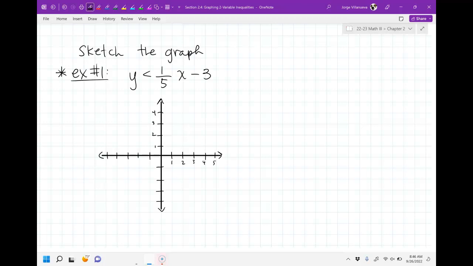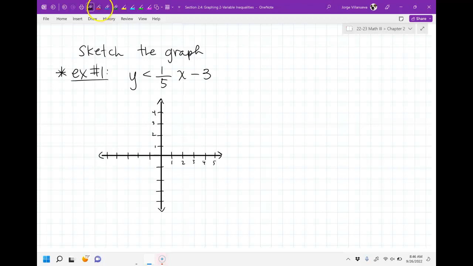So remember, our first step, our goal is to get it where it says y on one side. If you look, this is already done for us, so perfect. We got our equation, okay? Our next goal is to graph this inequality. Now remember, the way you graph it, if it's an mx plus b, you begin at your y-intercept, and then you move according to your slope, right?